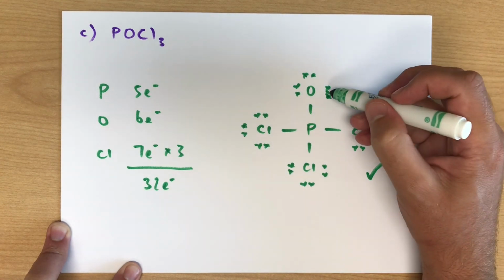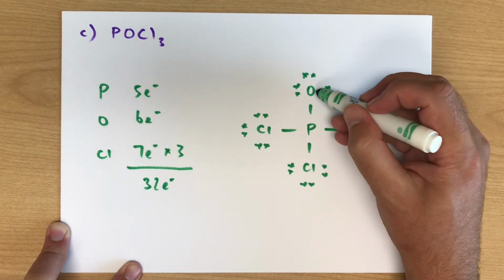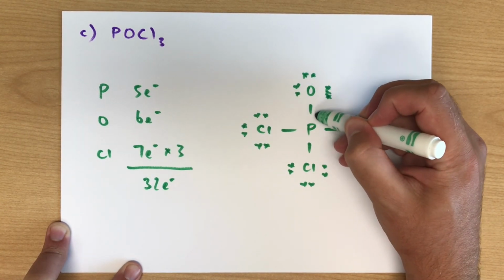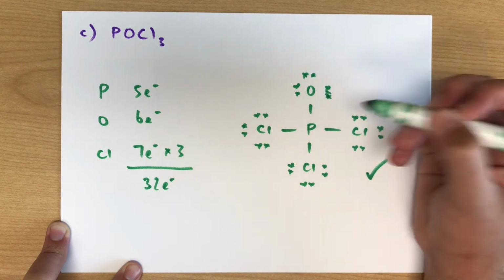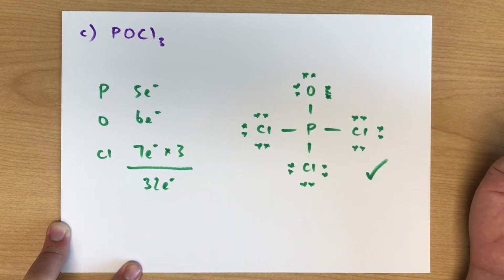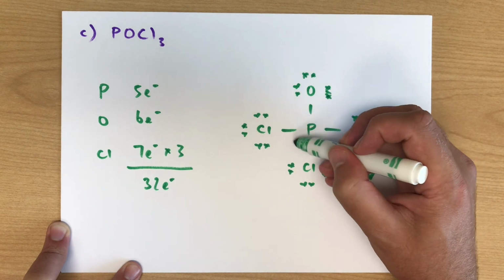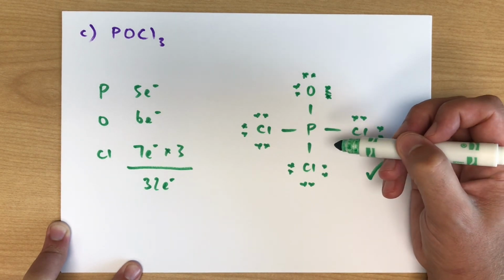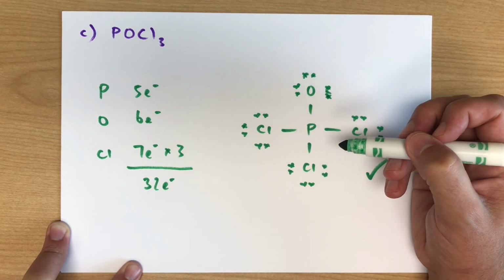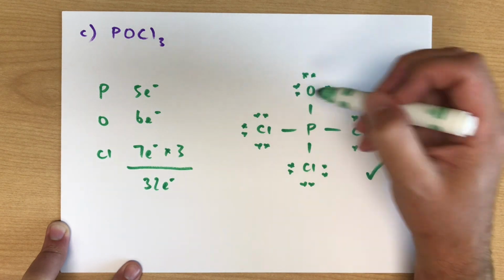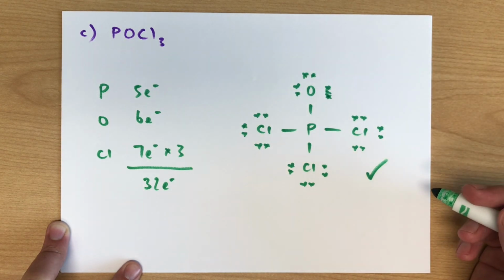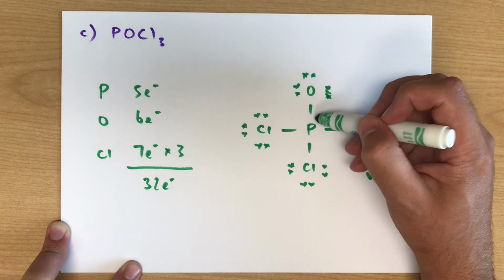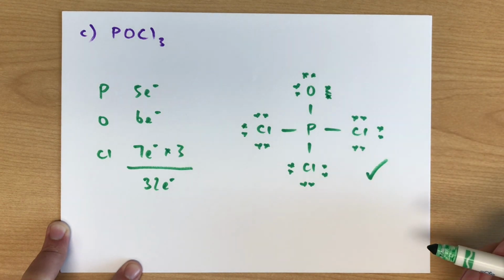What you could also have done is moved a pair of electrons into this double bond, so you could have drawn this as being a double bond. That would also be a correct Lewis structure, because the phosphorus would have 10 electrons, which it's allowed to have being in the third row of the periodic table, and the oxygen would still have 8, which makes that also a stable configuration. So you could have drawn a double bond, both structures would be acceptable.